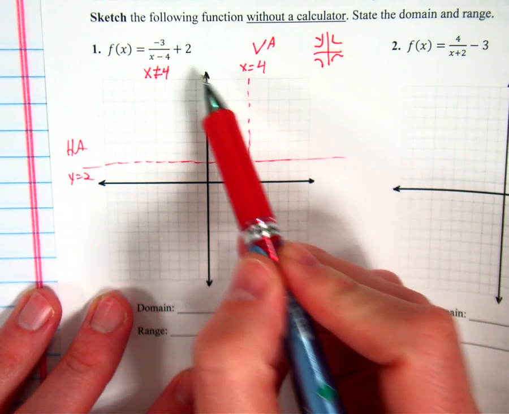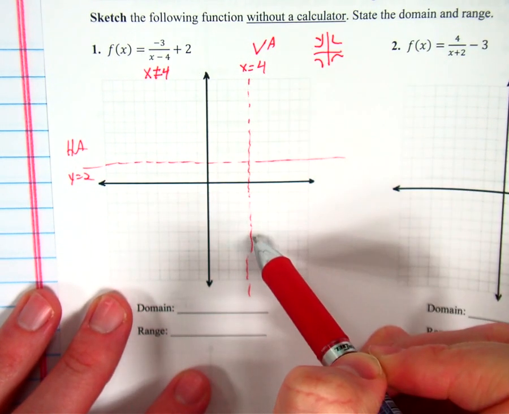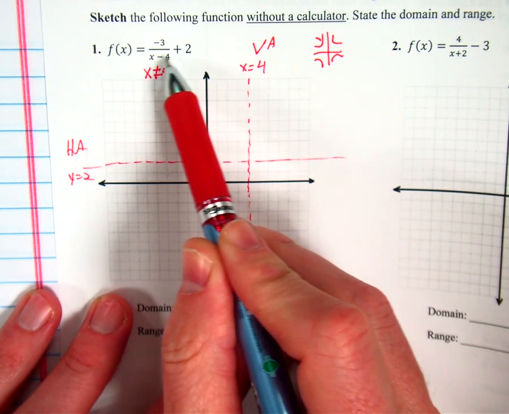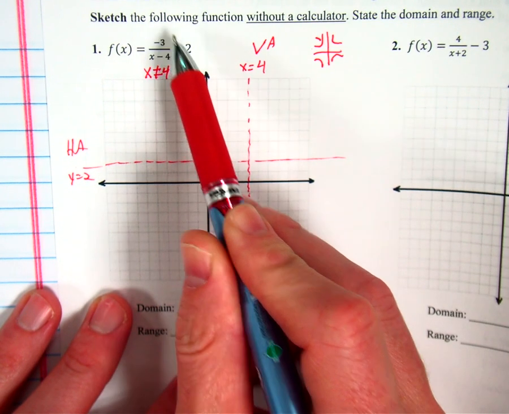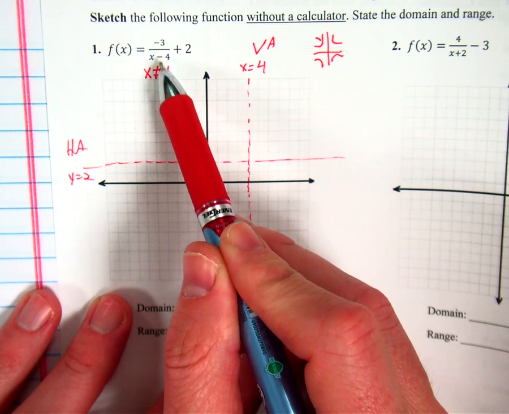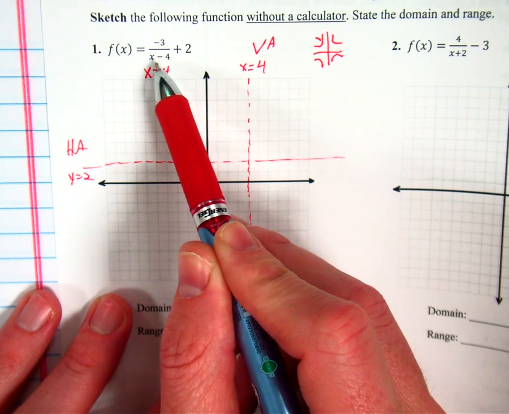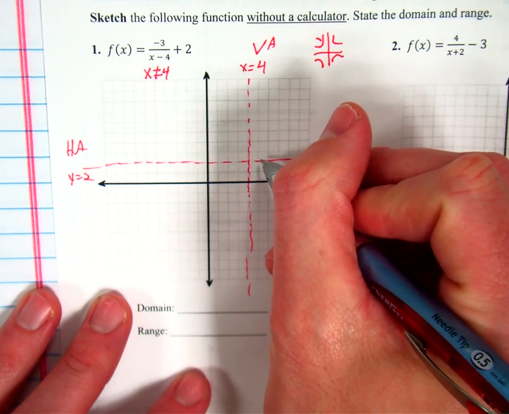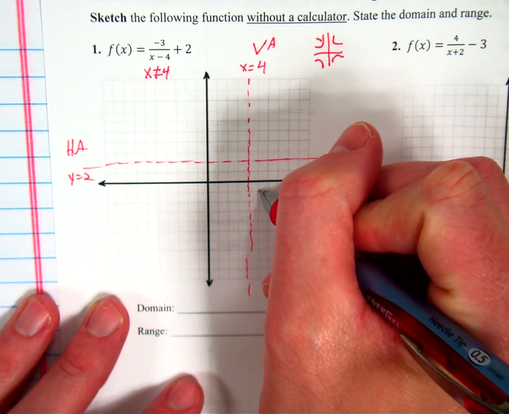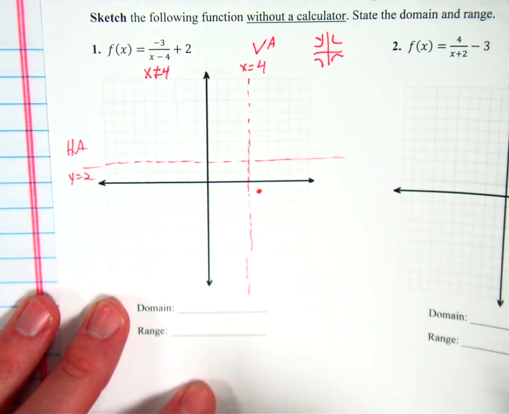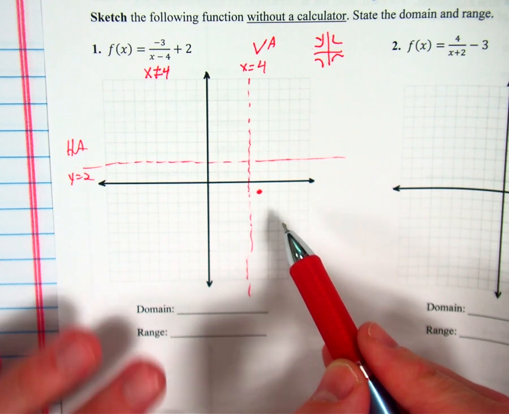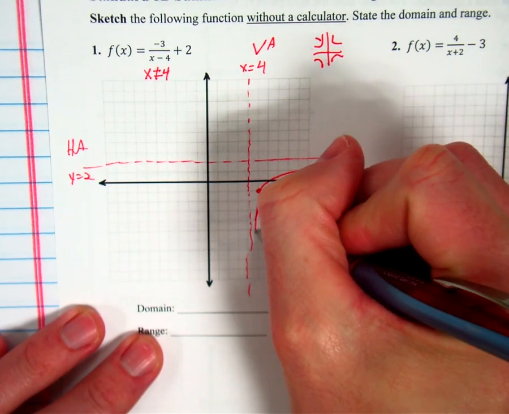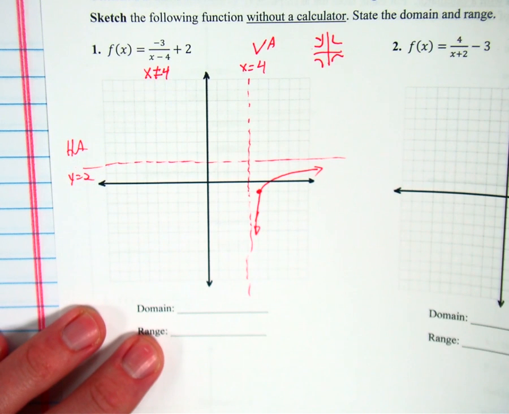So if our vertical asymptote's at 4, I'm going to pick 5, 1 unit to the right. 5 minus 4 is 1. Negative 3 divided by 1 is negative 3. Negative 3 plus 2 is negative 1. So we're at 5, negative 1. And now I see my dot's over here, in the bottom right. We're going to follow our asymptotes for our curve.